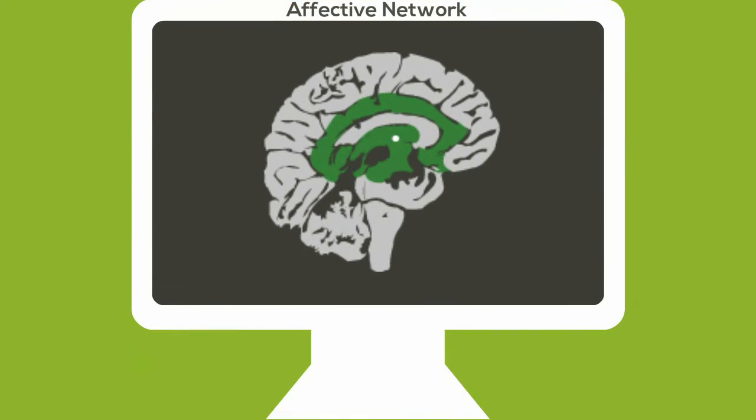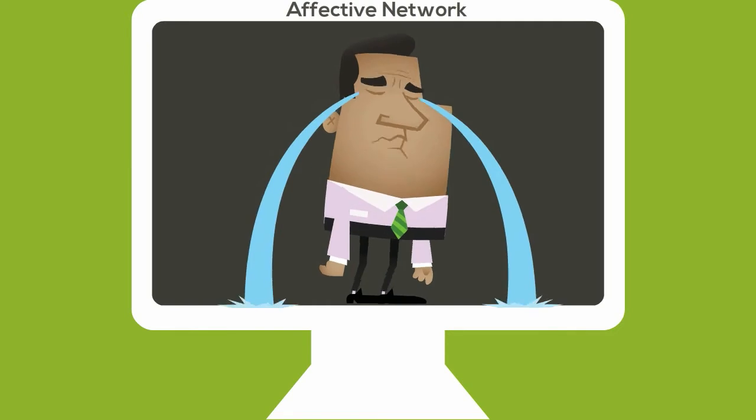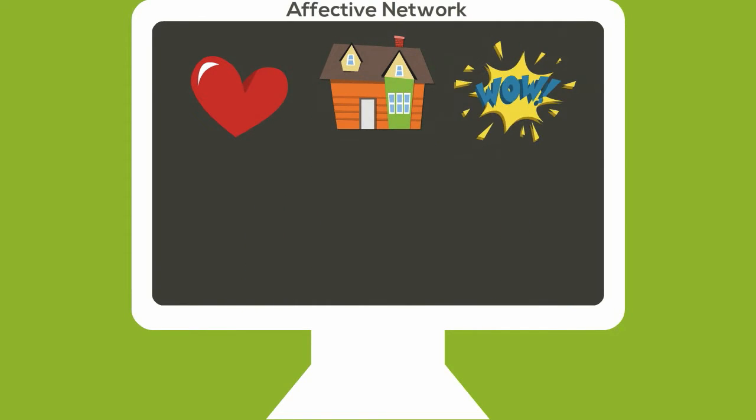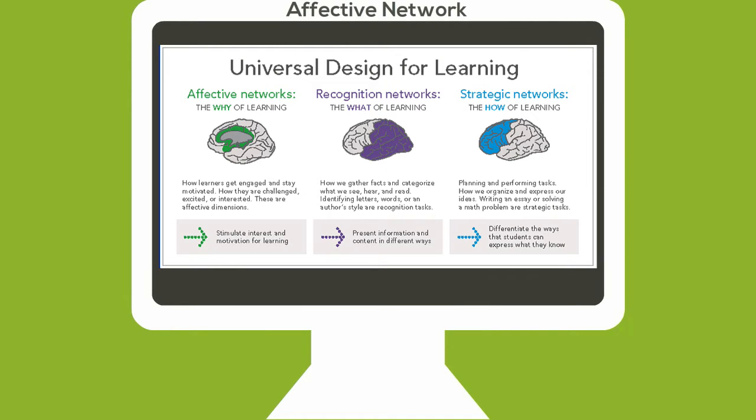The affective network that handles engagement isn't as localized as the recognition and strategic networks, but rather part of a complex system that regulates a variety of functions including emotion, behavior, and memory. Neuroscience confirms that our emotions, needs, moods, interests, and even our physiological states, such as hunger or illness, influence what we learn and remember. The affective network interacts with the recognition and strategic networks, layering emotion over the what and how of learning. It can often interfere with learning.